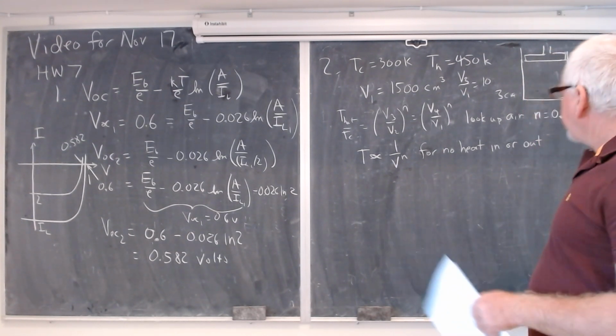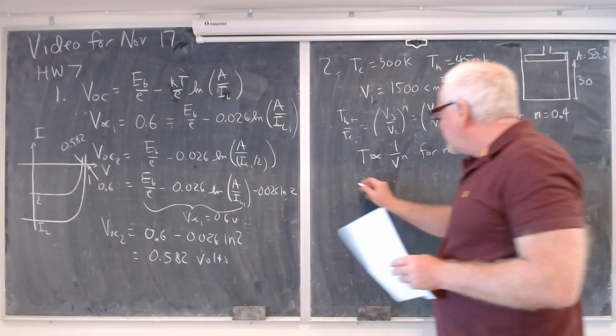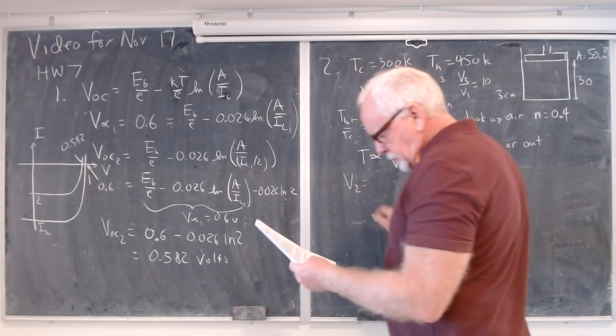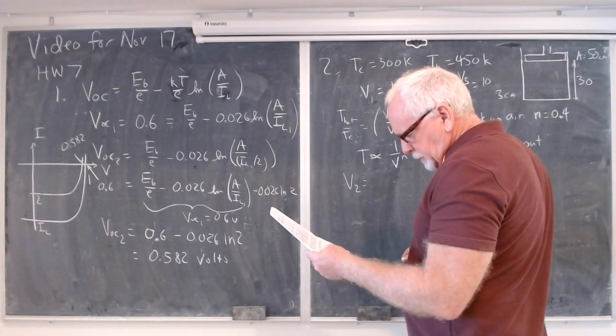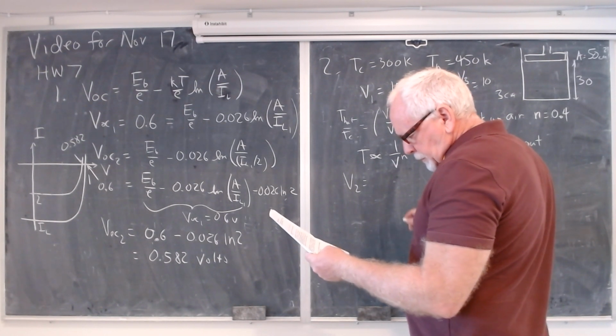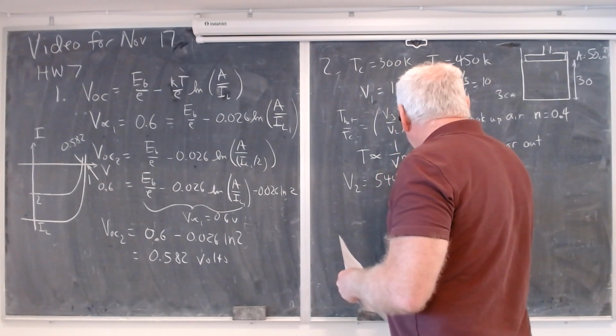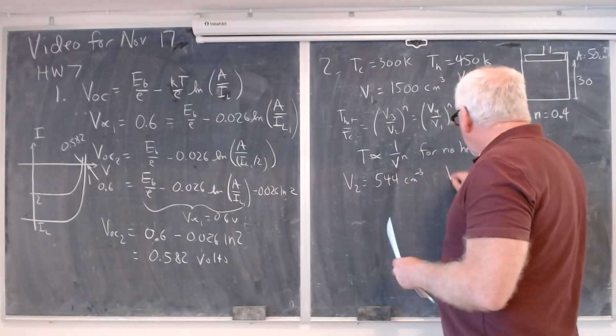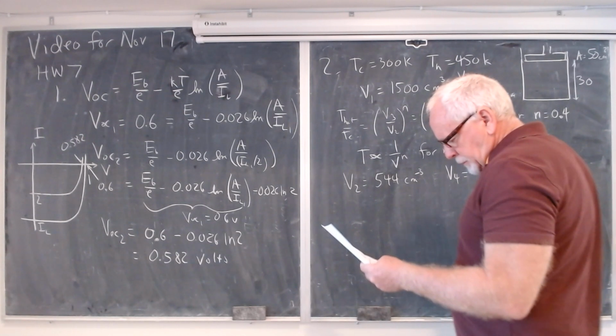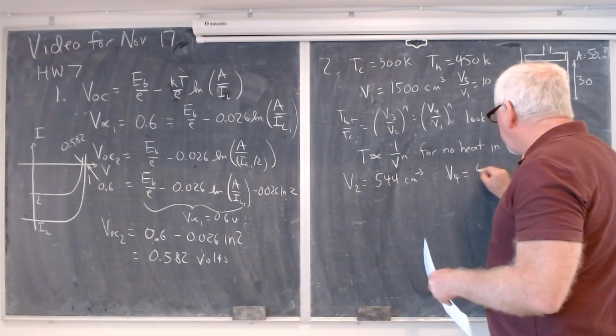Getting back to the problem, from that relationship you get that V2 is equal to 544 centimeters cubed, and V4 is equal to 413.